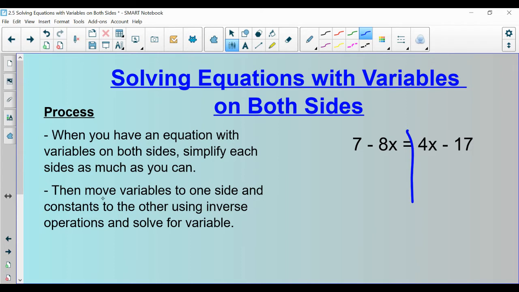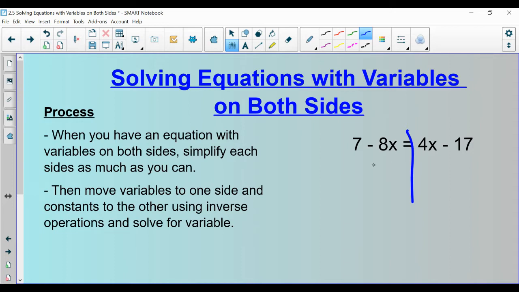Once you're done with that, you're going to move the variables to one side and the constants to the other. So the x term is going to be on one side of the equal sign and the thing without an x is going to be on the other. And it doesn't really matter which side you bring the x's to.